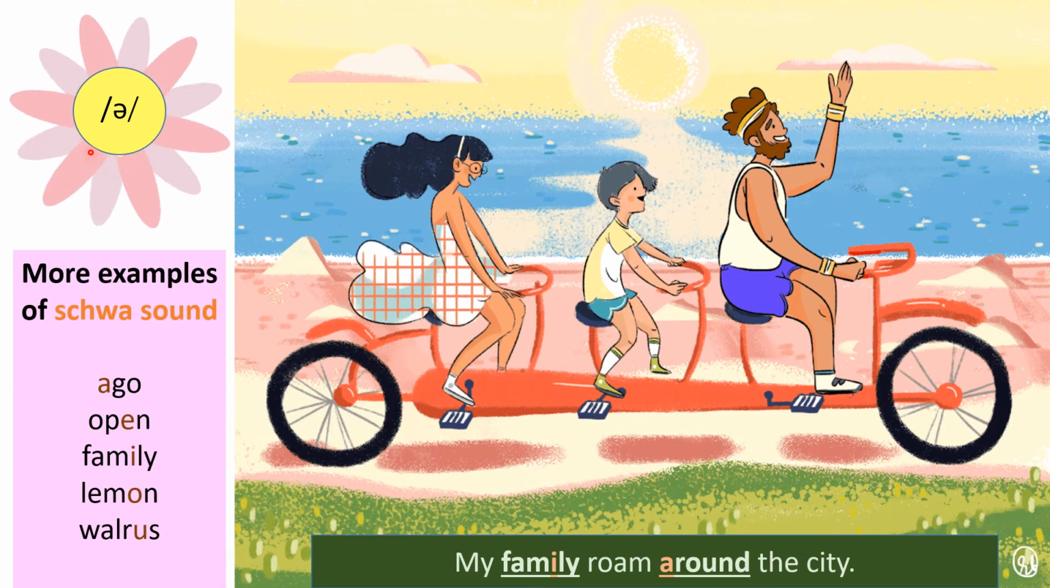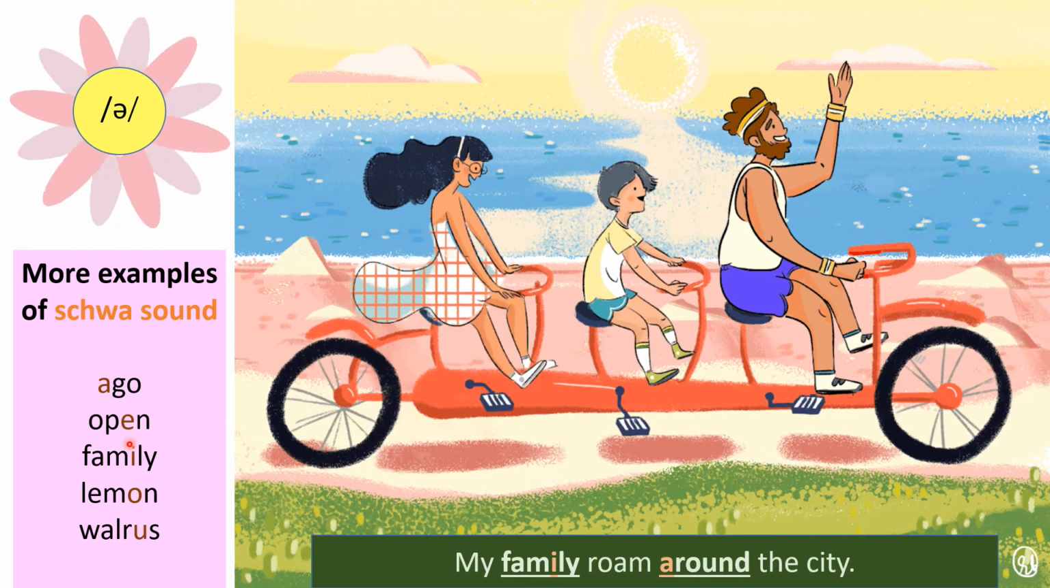Now, according to the rule, the schwa sound or the letter can be considered as schwa sound if it is unstressed. Like in the first word, ago, the stress falls on the second syllable. Therefore, the letter A here can sound like the schwa sound, ago. Open.